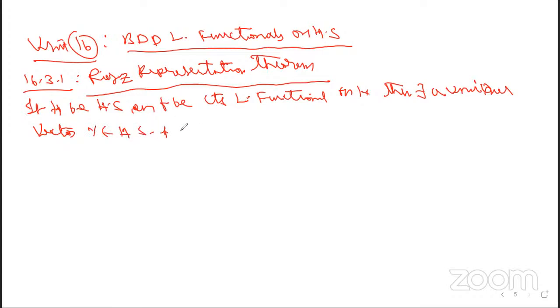such that f equal to f of y. That is, f of x equal to the inner product of x comma y, for all x belonging to capital H. Proof.